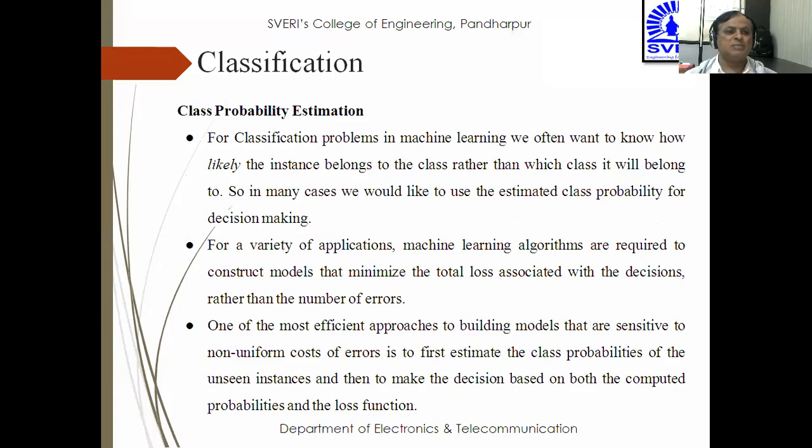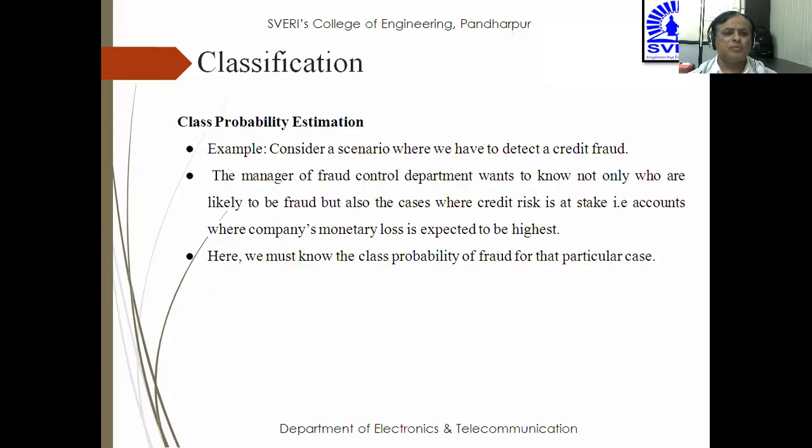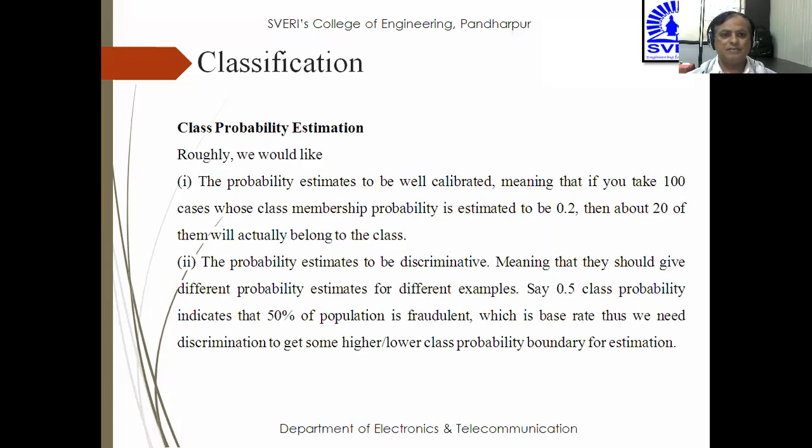Then the class probability estimation. We have seen one of the most efficient approaches to building a model that is sensitive to the non-uniform cost of error, and that is to estimate the class probability of the unseen instances and then make the decision based on computing probabilities and the log function. An example of class probability estimation is a scenario where we have to detect credit fraud. The manager of the fraud control department wants to know not only who is likely to be fraud, but also the cases where credit risk is at stake. Here we must know the class probability of fraud for that particular case.